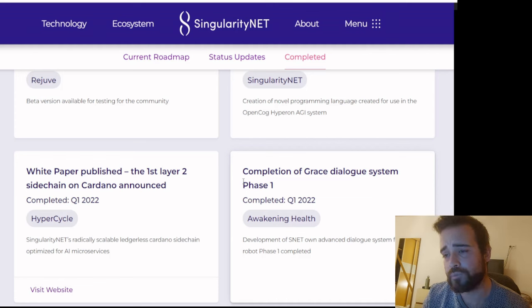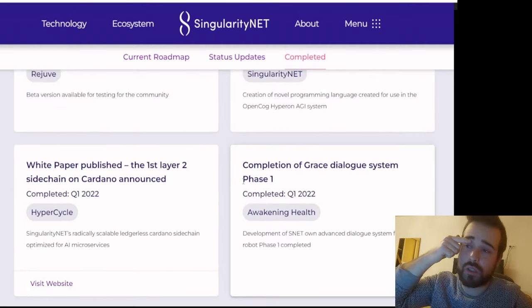And also the completion of the dialogue system for Grace, for Awakening Health. Awakening Health is basically developing robots to support elderly individuals. And in this case, this robot has just completed the phase one of the dialogue system.